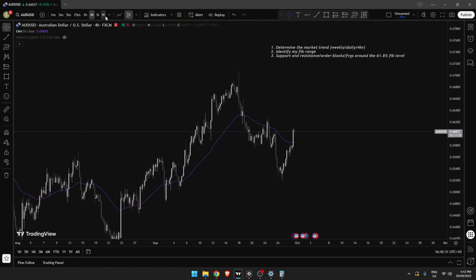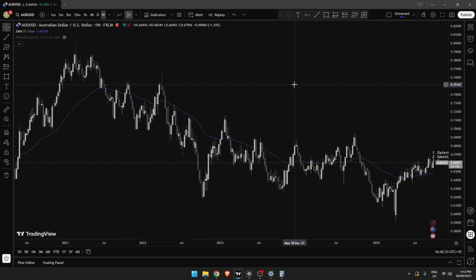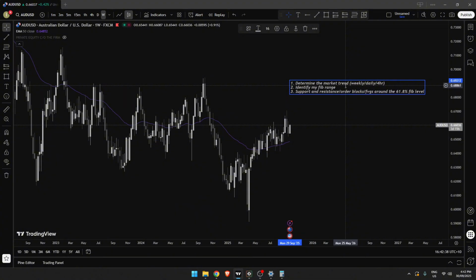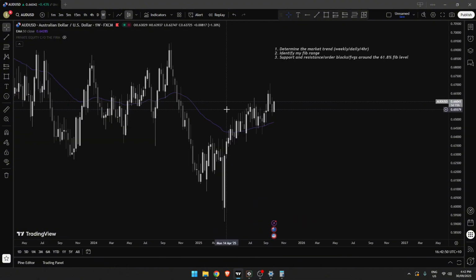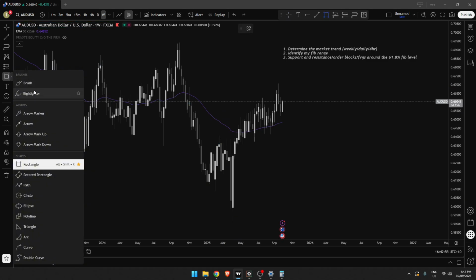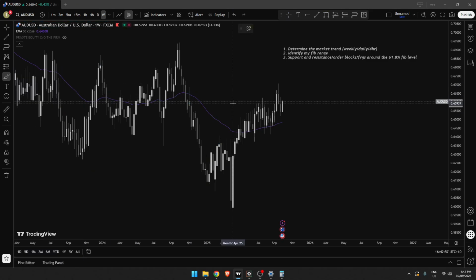So I'll break it down and showcase what I did on AUD USD. Starting from the weekly, working my way down, drawing the Fibonacci range, looking for the confluences around my area of interest, and actually setting the limit order and taking the trade. So, up here on the weekly chart, I'll use the brush tool to highlight market structure.